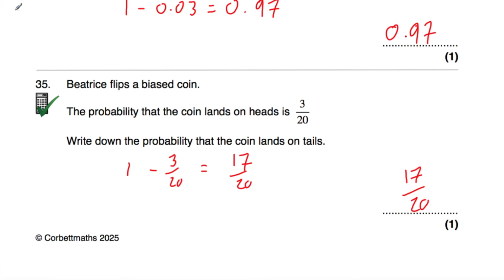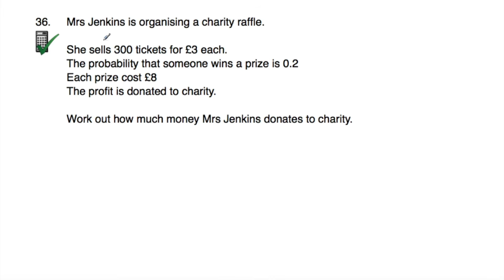Okay, let's look at the next question, question number 36. Question number 36 says, Mrs. Jenkins is organising a charity raffle, and she sells 300 tickets at £3 each. And the probability that someone wins a prize is equal to 0.2. And we're told that each prize costs £8, and the profit is donated to charity. Work out how much money Mrs. Jenkins should donate to charity.